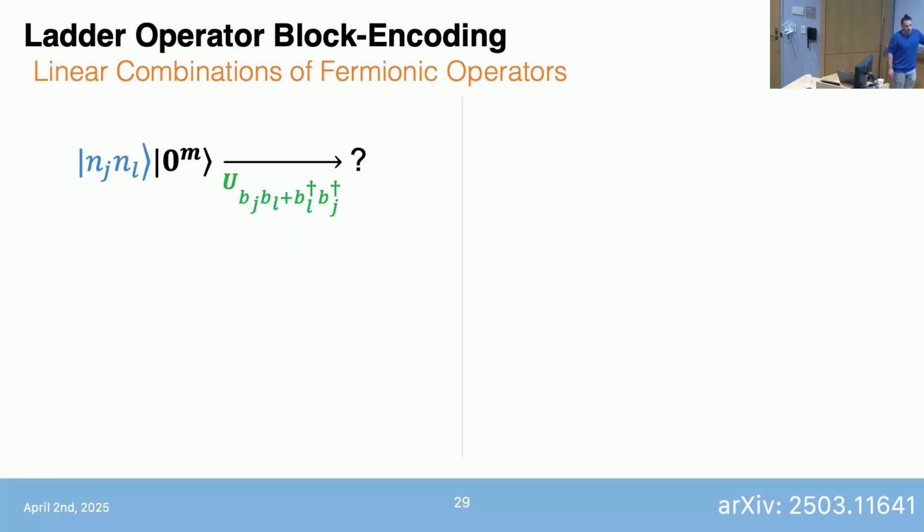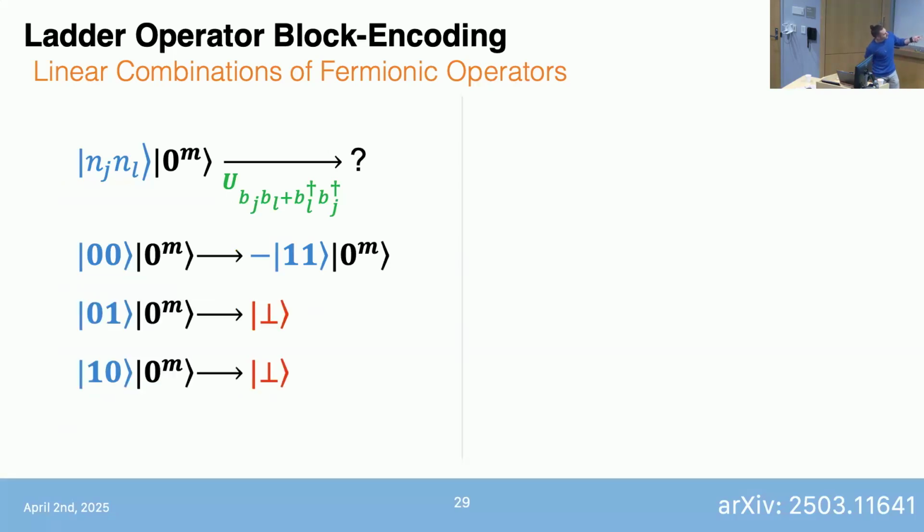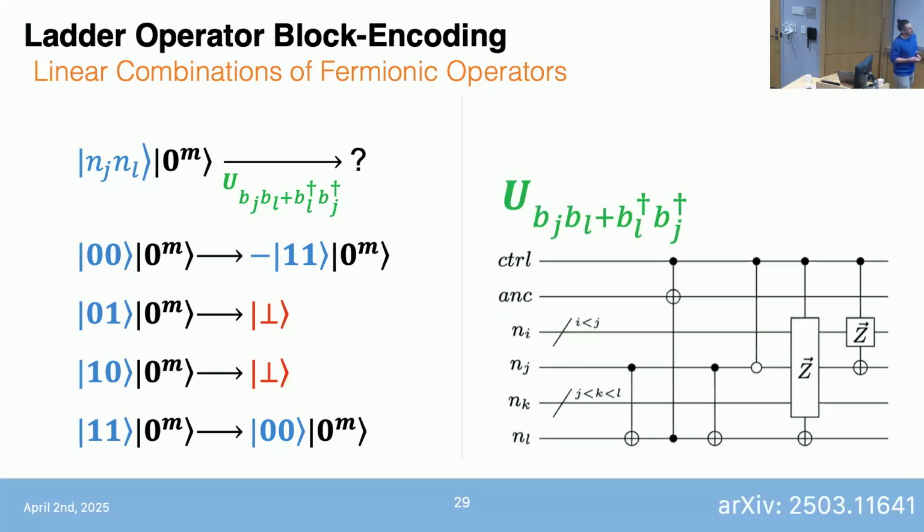What about a linear combination of products of fermionic operators, right? These are going to be Hermitian conjugates of each other. If I go through the computational basis states, these are the actions that I want to account for. If it's in 0, 0, I want to get out negative 1, 1. And if it's in 1, 1, I want to get out 0, 0. And otherwise, I just want to be in some orthogonal state, right? So you can see that the action of this is now dictated by the parity of the occupation of these 2 things, right? If the parity is odd, corresponding to these 2, then I want to flip outside of my encoded subspace. And if it's even, then I want to do my non-trivial update.